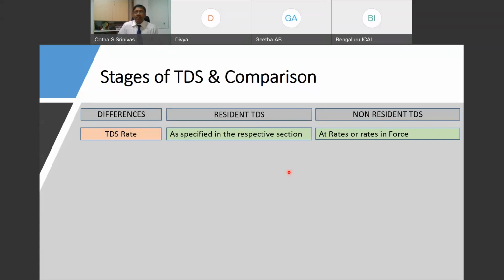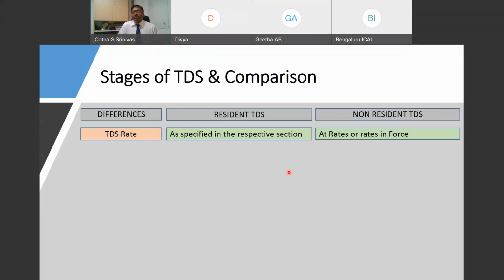Rates in force is defined in section 2(37A)(iii) with respect to section 195, where it says rates in force means whatever is beneficial to the assessee. There are two rates in section 2(37A). It says whichever is beneficial or lower, you can consider. What are those two rates? One is the rate specified in the respective Finance Act. In the Finance Act, you will have the rates.